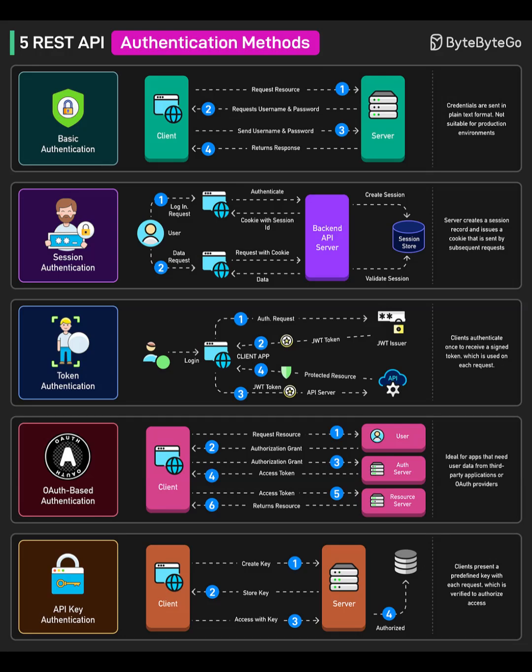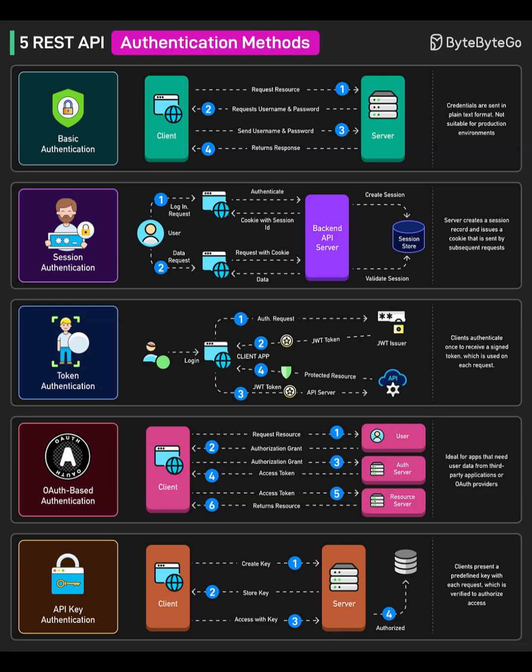For each subsequent API call, the client sends a token, usually as a bearer token in the authorization header, and the API server verifies the signature and expiry without needing a central session store. Because the server can validate tokens statelessly, this approach is very popular for scalable APIs and microservices.